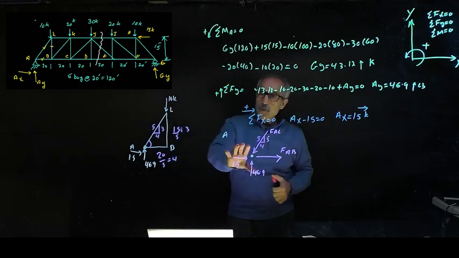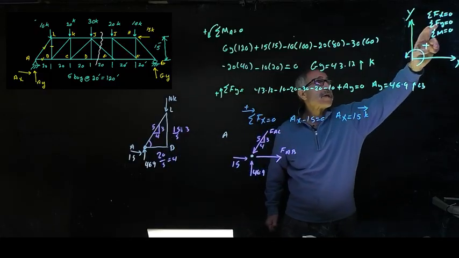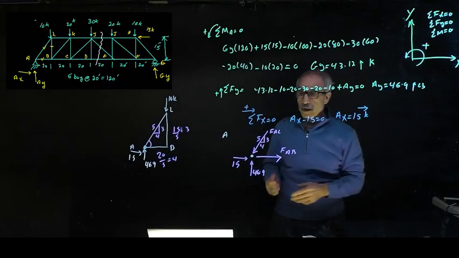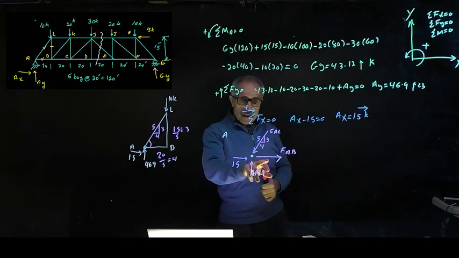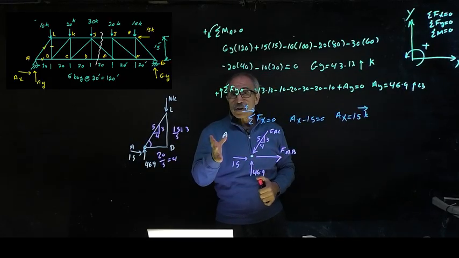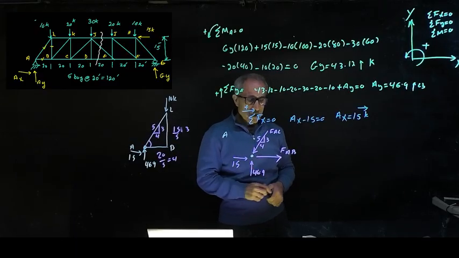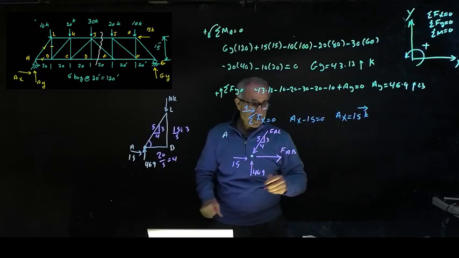Again, when we do a truss by joint method, we only have two equations. These two right there: summation of x, summation of y. So if I use summation F of x, this is one unknown, two unknowns. I cannot do it. But if I use summation of F of y, I have only one unknown. So let's go with summation F of y.